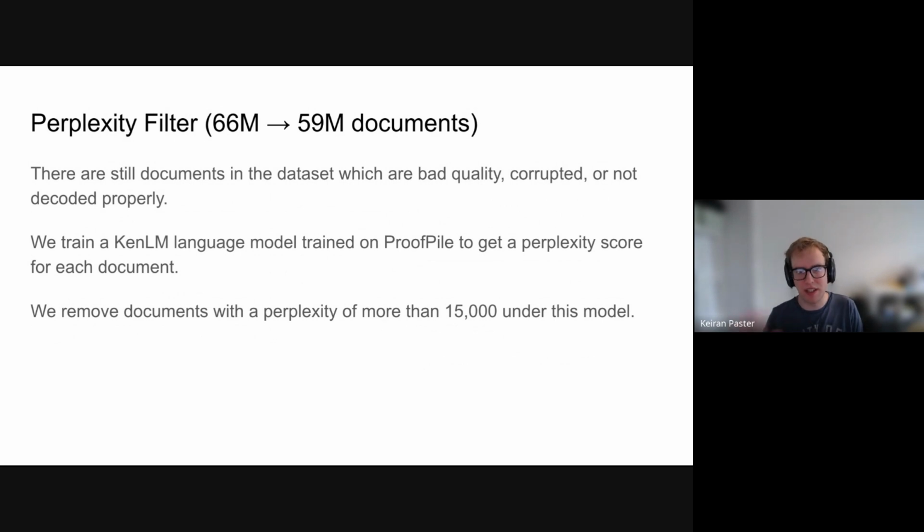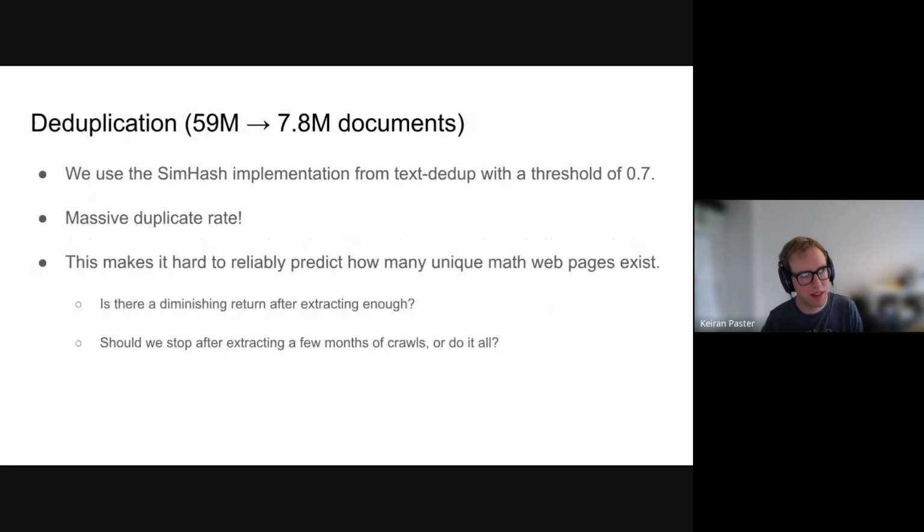And so this is the final filtering step for OpenWebMath. Now we end up with 59 million documents, and as I mentioned before, many of these are duplicates. For this, we use an approach that I think a lot of other people use: there's a GitHub library called text-dedup. It implements the SimHash algorithm, which is an approximate deduplication that's pretty efficient.